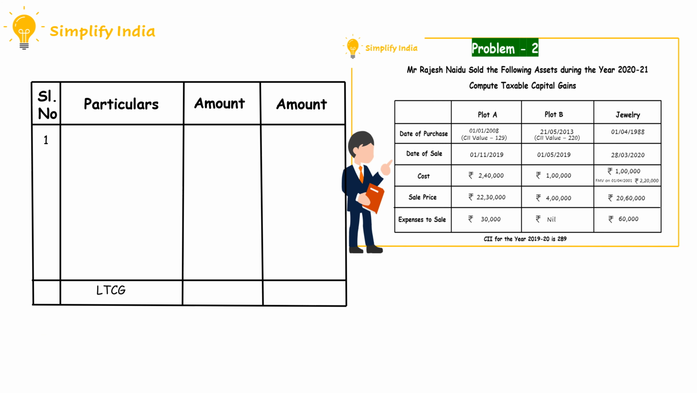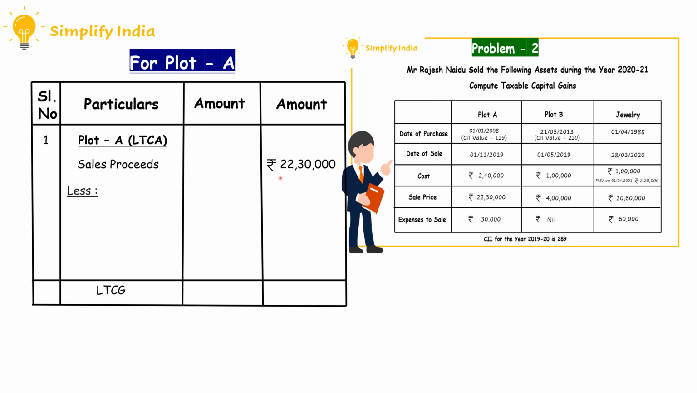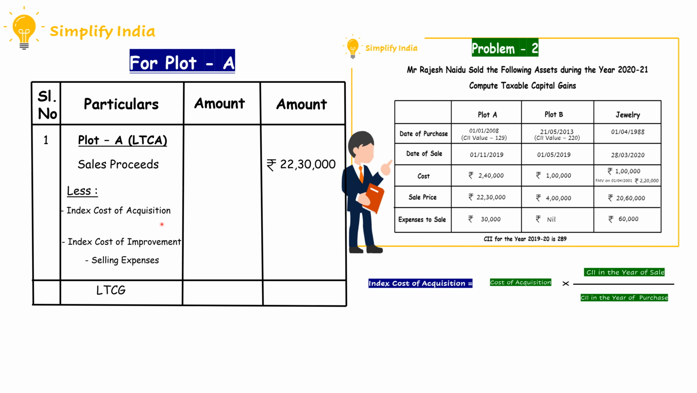Let us calculate the capital gains of Mr. Rajesh Naidu for his plot A. As the date of purchase is 1st January 2008, we can say that plot A is a long-term capital asset. So we can write it down as plot A, long-term capital asset. Next we have to take the sales proceeds. As the sale price is given in the problem, that is rupees 22,30,000, we have to take it down here. Then we have to deduct index cost of acquisition, index cost of improvement and the selling expenses. As we know the formula for index cost of acquisition, that is cost of acquisition into CII value in the year of sale divided by CII value in the year of purchase.